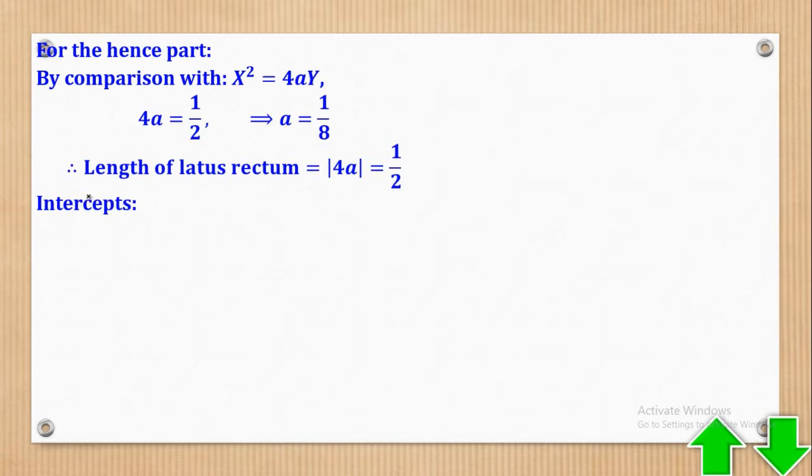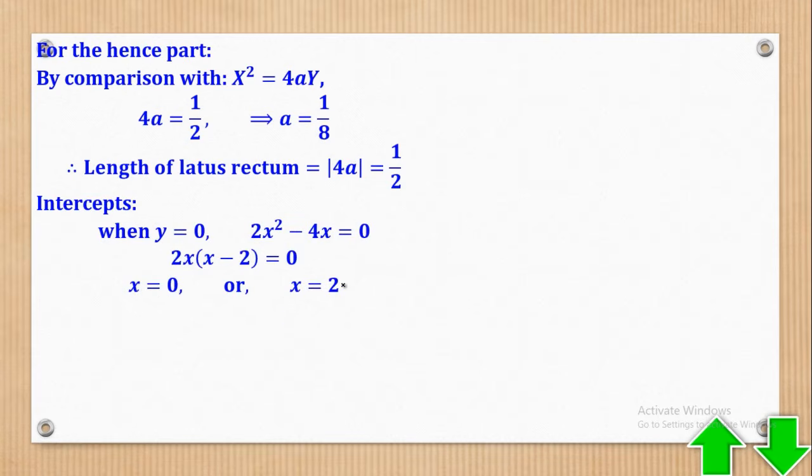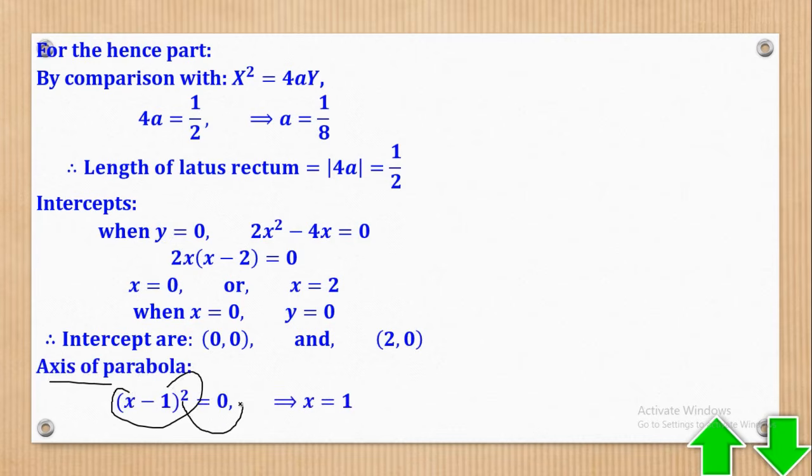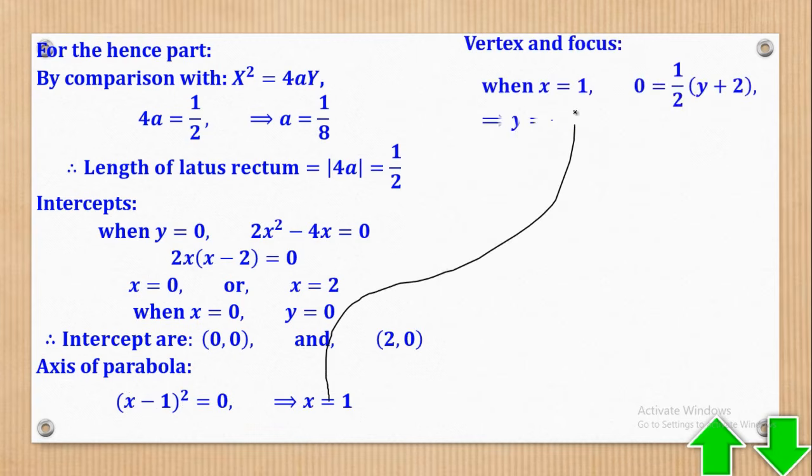Then the intercepts, because for you to sketch you need some parameters. So for the intercepts, when y is 0, what is the value of x? X will be 0 or 2. What about when x is 0? Y will be 0. Therefore the intercepts are (0, 0) and (2, 0). Then the line of symmetry: it means that you have to equate the whole of this term which is squared to 0, and you'll come up with x equal to 1. Now for the vertex, when x is equal to 1, what is y? Y will be -2. That implies that the vertex is (1, -2).